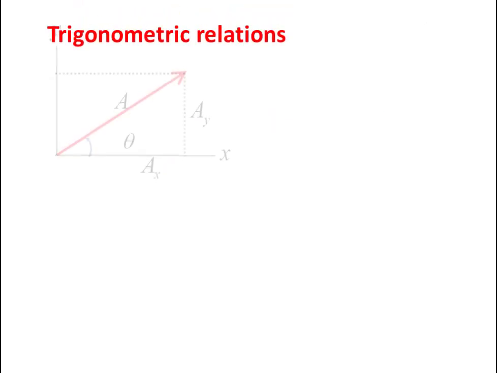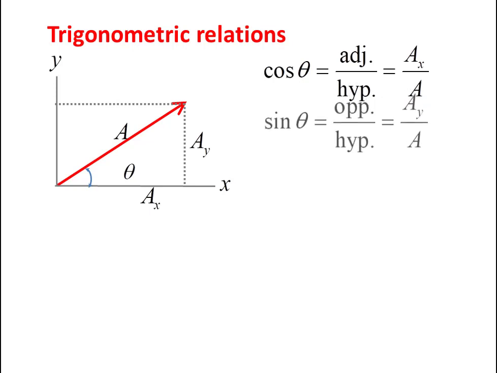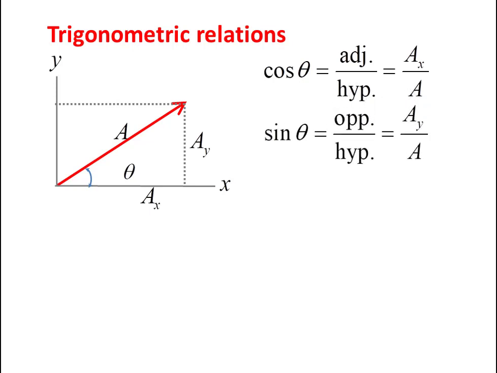Let us see some trigonometric relations so that our discussions will be at ease. Cosine of theta is adjacent divided by hypotenuse, which, according to this right-angle triangle, is Ax divided by A. Sine of theta is opposite over hypotenuse, which is Ay over A. Tangent of theta is opposite over adjacent, which is Ay divided by Ax.